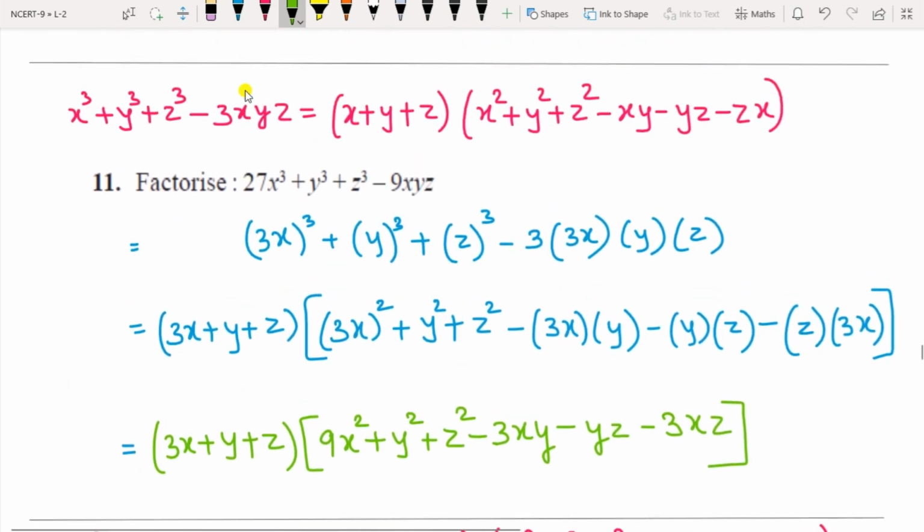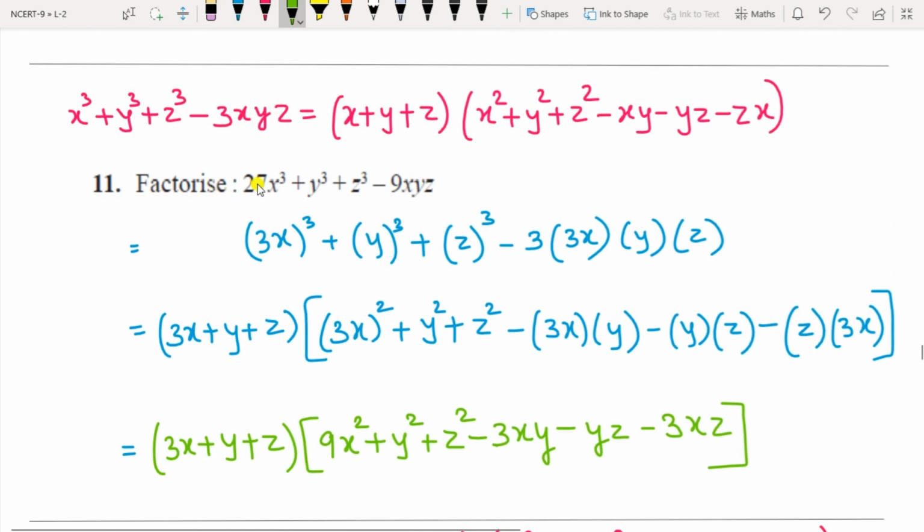Question 11 here is factorize 27x cube plus y cube plus z cube minus 9xyz. Now by looking at the given expression, you have to understand what type of identity has been used here. So you must learn the identities properly. Actually, you must learn them by heart. So this is of the form x cube plus y cube plus z cube minus 3xyz. Its expansion is x plus y plus z.